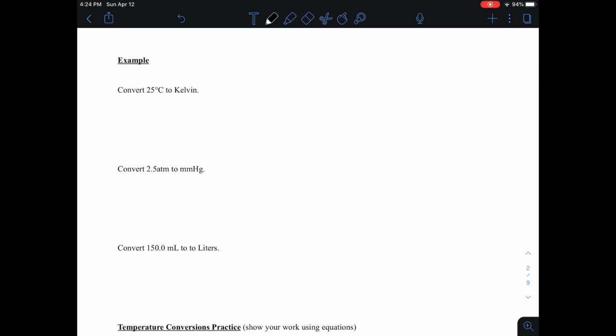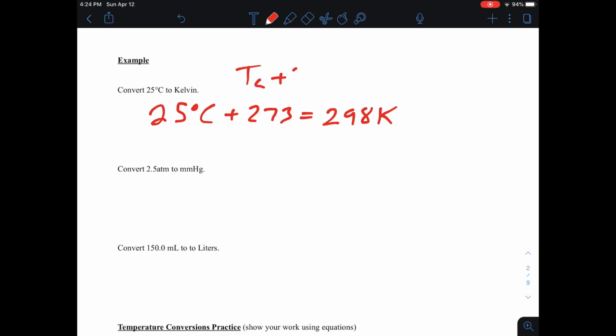It says convert 25 degrees Celsius to Kelvin. 25 degrees Celsius plus 273 equals 298 Kelvin. How do I know that? Well, remember that temperature Celsius plus 273 equals temperature Kelvin. So that's why I did that.